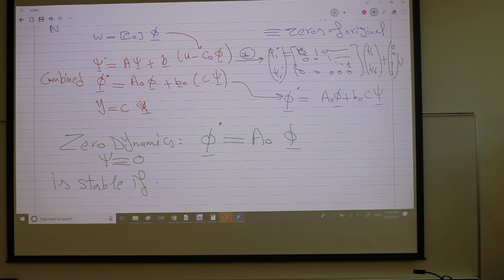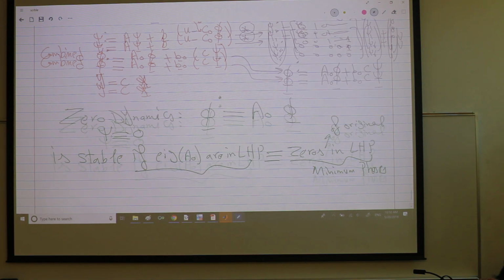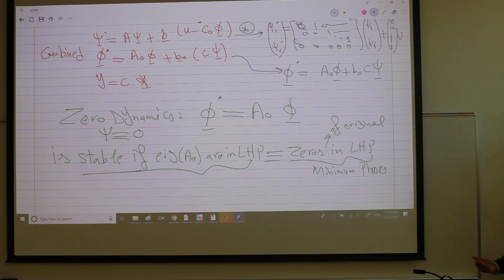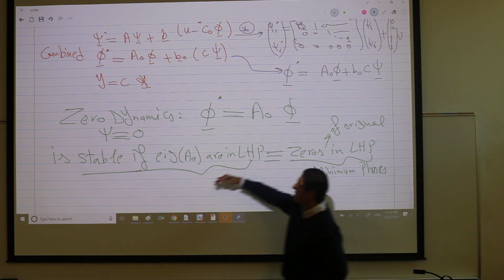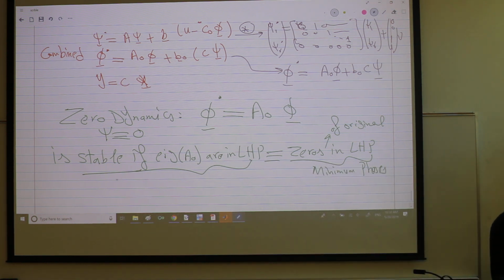If the eigenvalues are in the left half plane, which means the zeros of the original system are in the left half plane. Zeros of the original system in the left half plane is the minimum phase concept from undergrad. This is just the minimum phase concept for nonlinear systems: we don't have poles and zeros, but we have the zero dynamics, and we can check if it's stable or not. They are equivalent. So this is the minimum phase concept, the general concept.